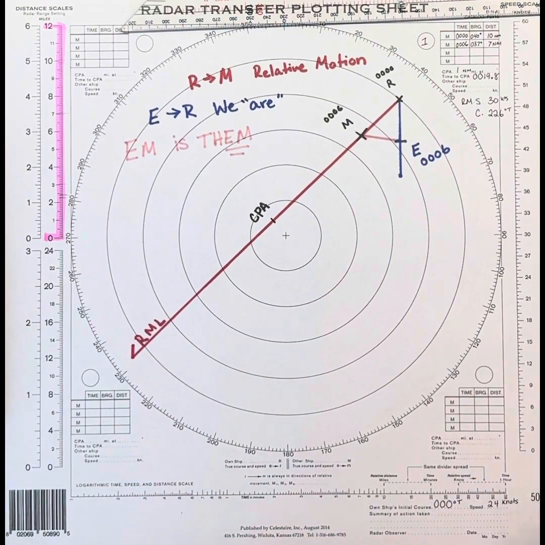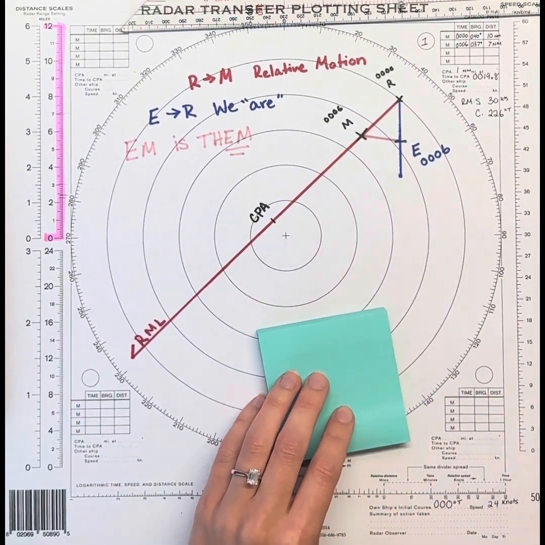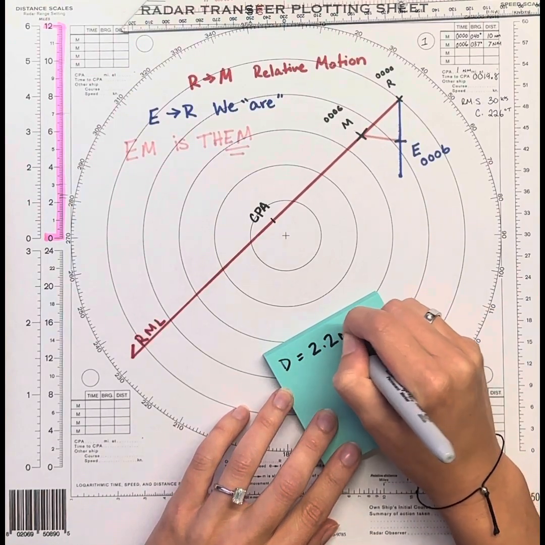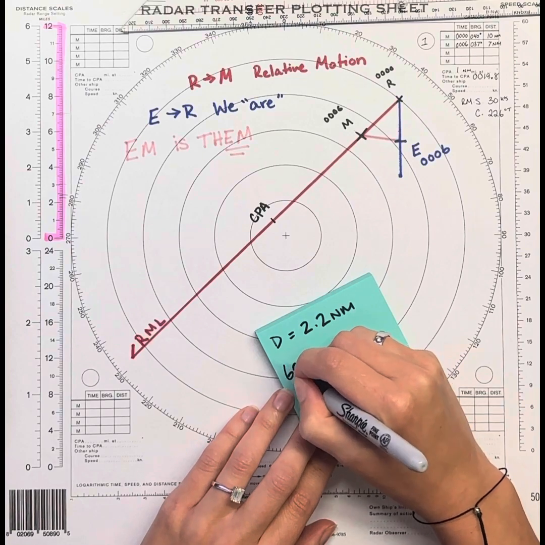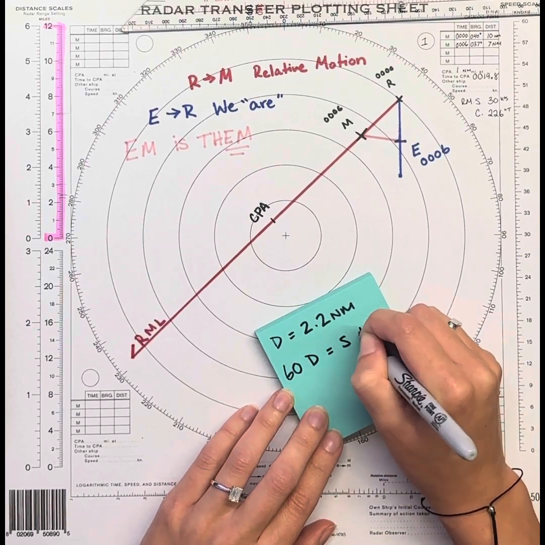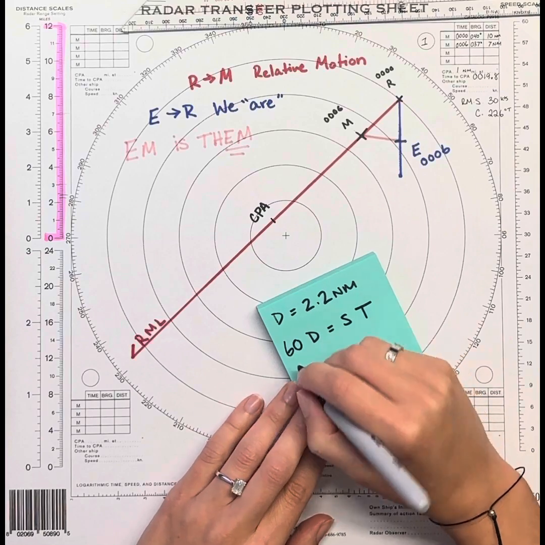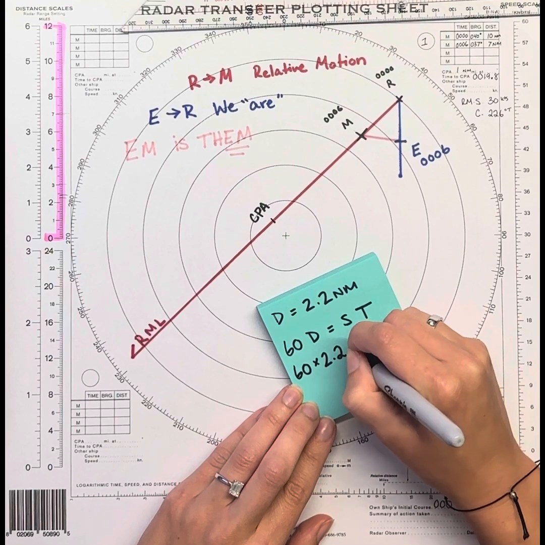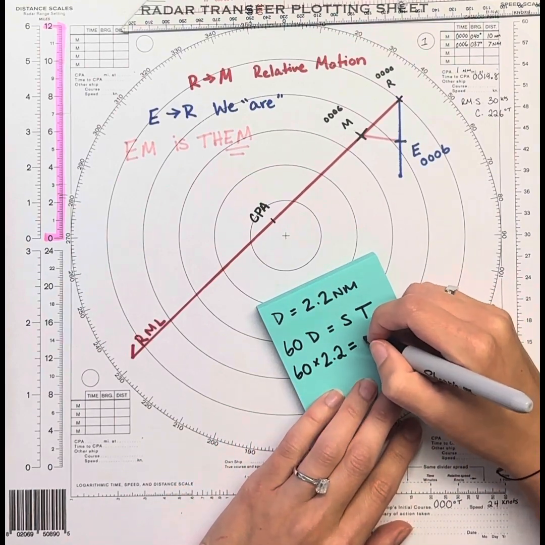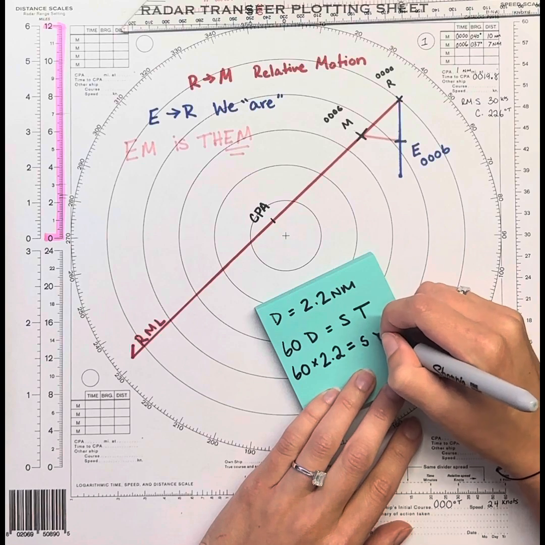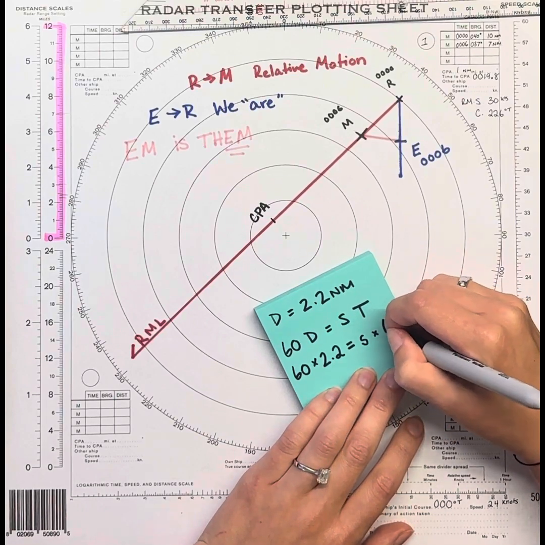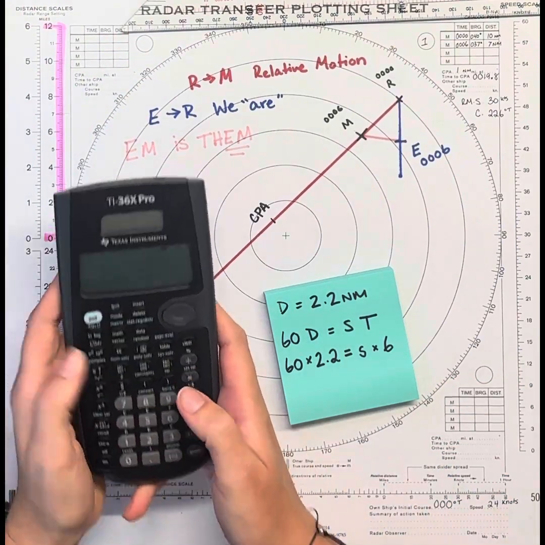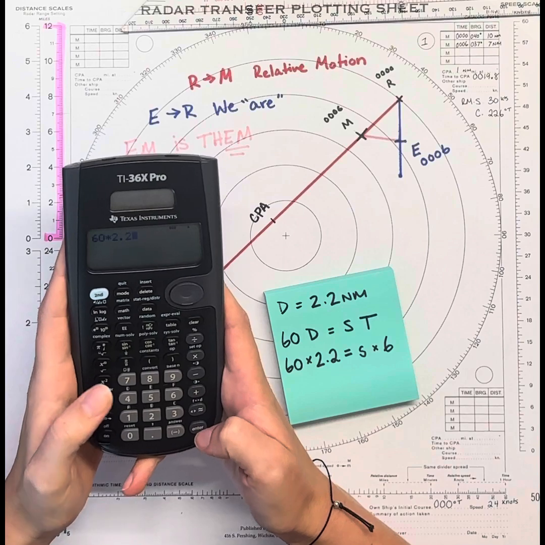we look at that measurement, again trying to be as exact as possible. And we find that measurement using our 60D street. Our distance was 2.2 nautical miles. Again, you might get something slightly different if you are using a pencil. That is okay. 60 times that distance of 2.2 equals speed. Well, we're looking for speed and time. Now that's a 6-minute triangle that we're using. So multiply by 6. So 60 times 2.2 divided by 6.